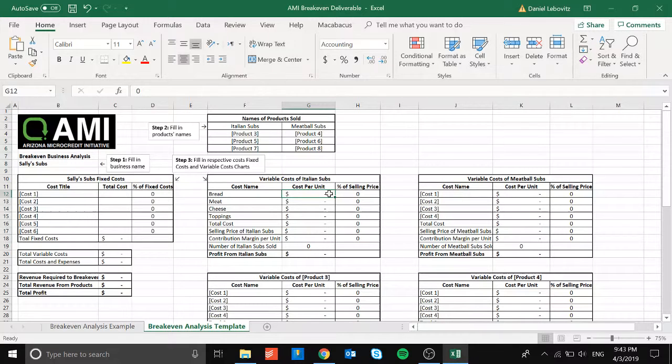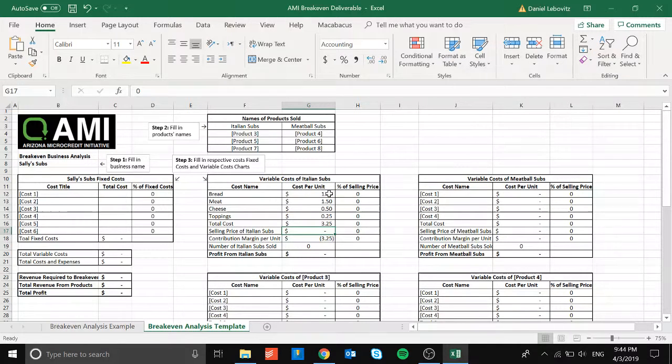So next we move on to entering the cost per unit. So when we enter the cost per unit, think about, all right, we have a single Italian sub. How much does bread cost us for that? So let's say the bread costs us $1, meat costs us $1.50, cheese costs us 50 cents, toppings cost 25 cents. This gives us a total cost of $3.25.